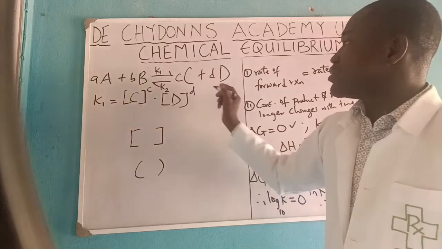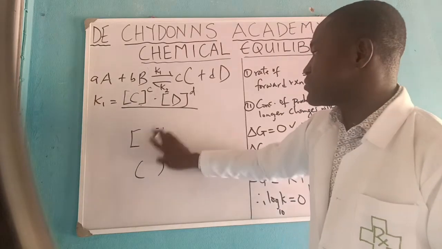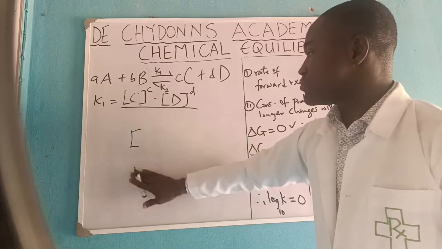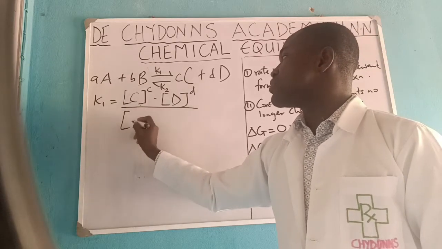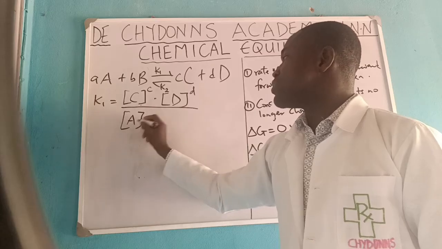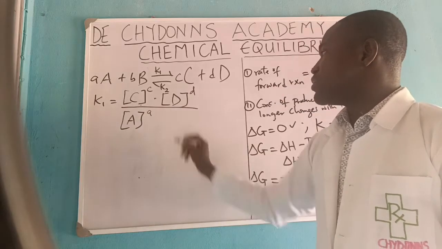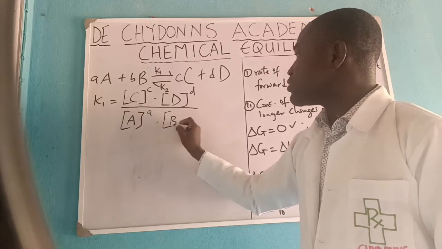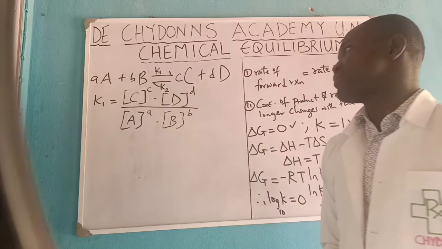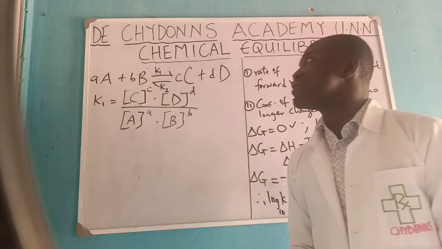Then divided by the reactants, A raised to the power of a, then times B raised to the power of b. That is about your K1.